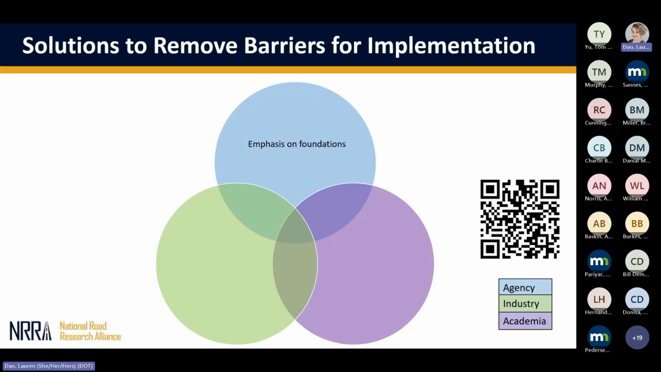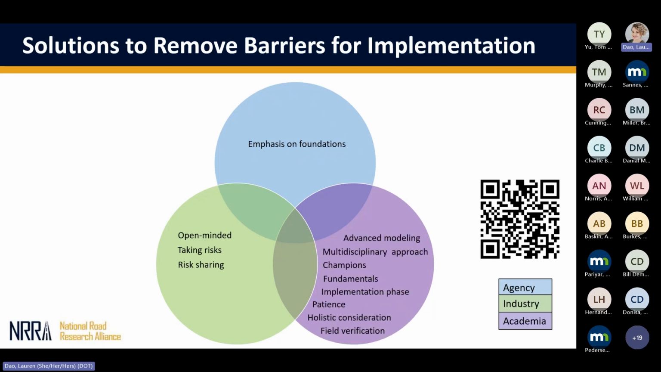The emphasis on foundations and how to actually use and see the contribution of foundation in the design procedure. And being open-minded, taking risk and risk sharing came from industry. And from academia, I think champions and having a separate implementation phase were among the most important solutions. And we see more overlap between agency and industry, but overall, the main overlap coming from all these perspectives was spreading the word and collaboration, and of course, mutual learning, because there's only so much we can know and learn by ourselves.